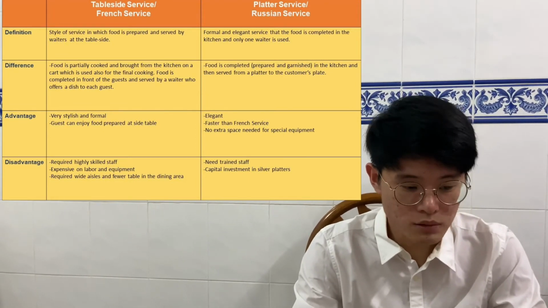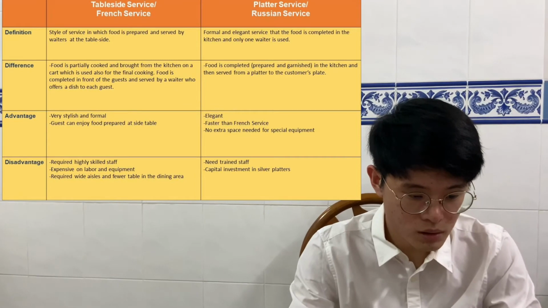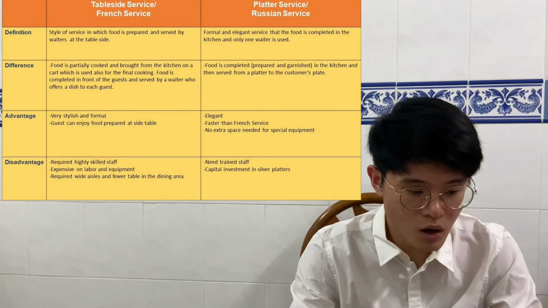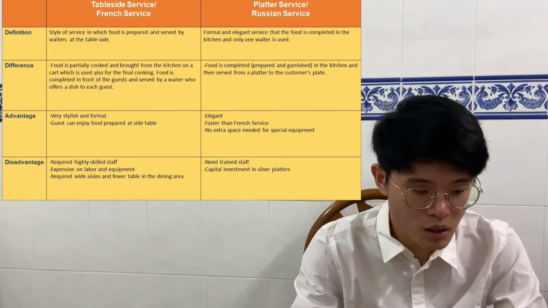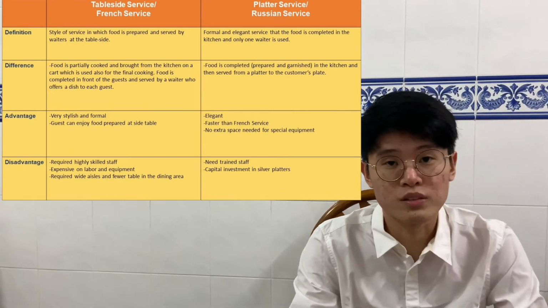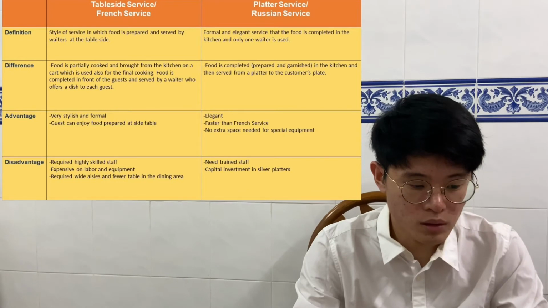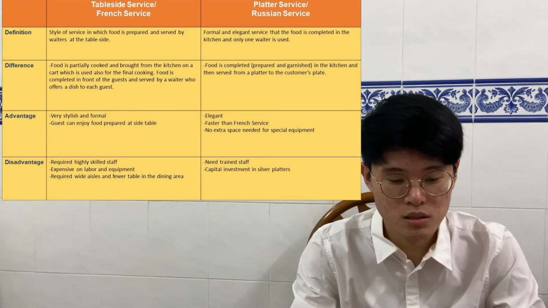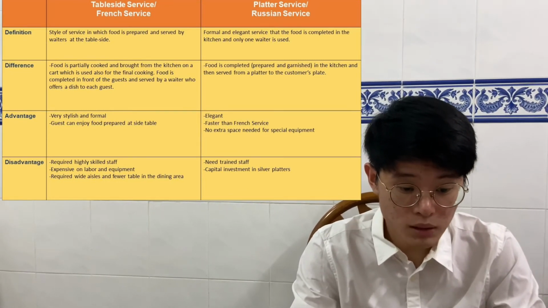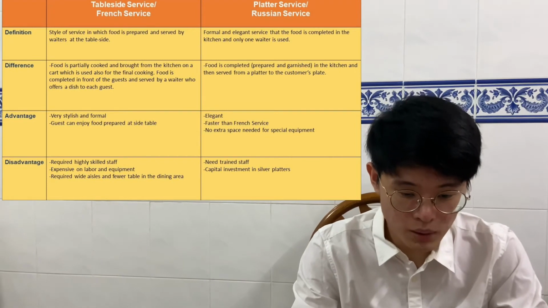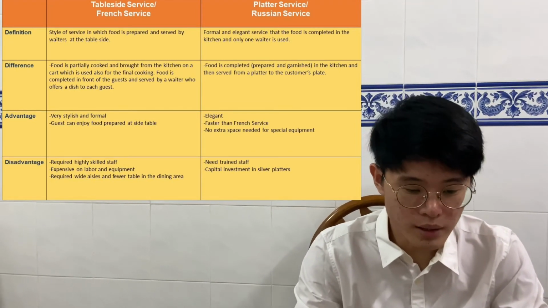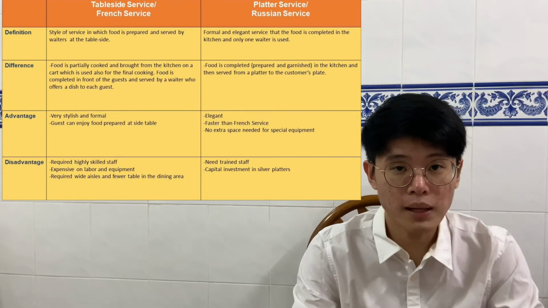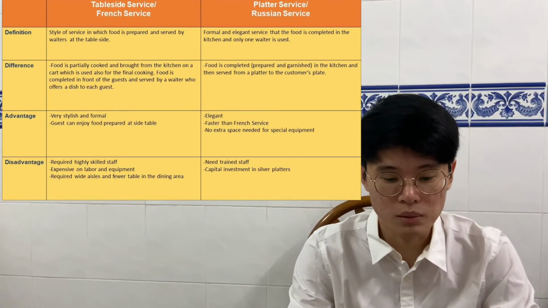For the table side service, food is partially cooked and brought from the kitchen on a cart, which is also used for the final cooking. Food is completed in front of the guests and served by a waiter who offers a dish to each guest. For the platter service, food is completed, prepared and garnished in the kitchen, and then served from a platter to the customer's plates.